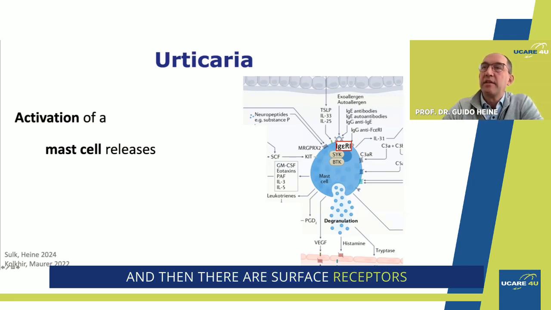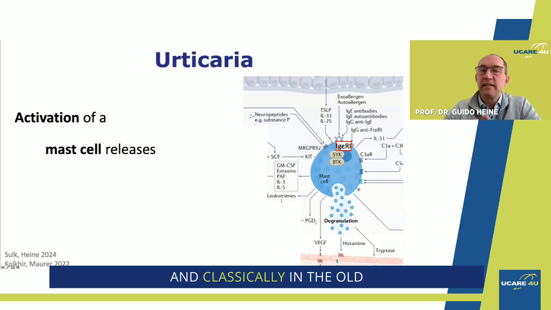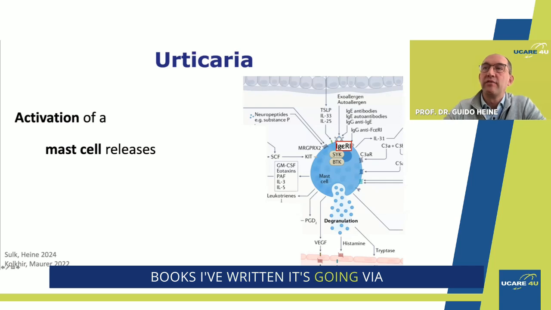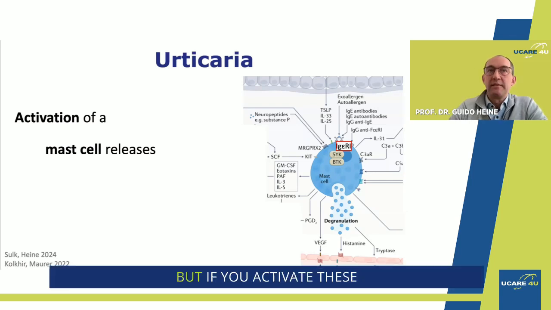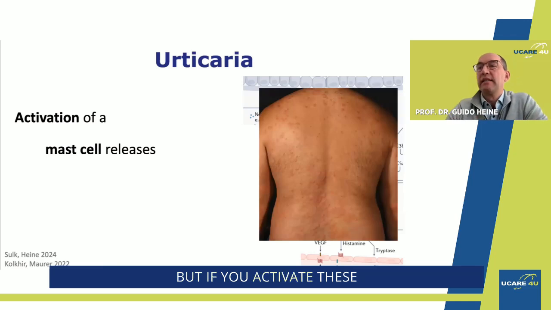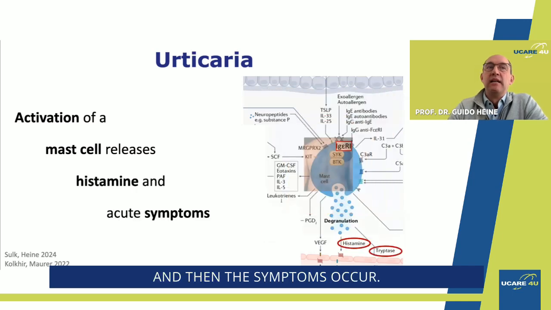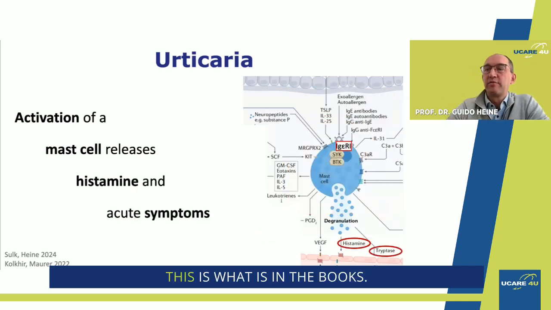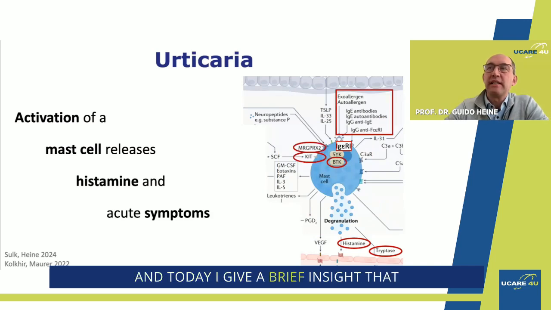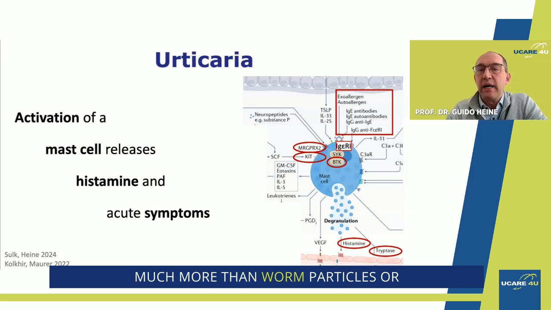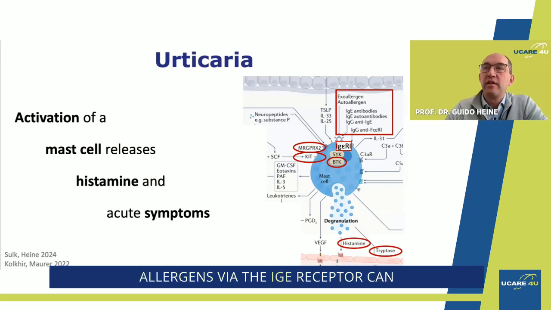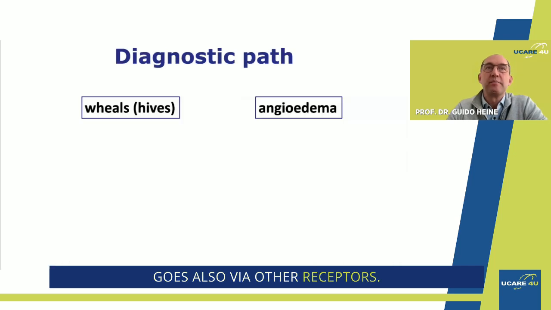And then there are surface receptors on these mast cells to activate them. Classically, in the old books I've written, it's going via the IgE receptor. IgE is an antibody which is thought to be important to defeat parasites like worms. If you activate these mast cells, they release histamine, and then the symptoms occur. This is what is in the books. And today I give a brief insight that much more than worm particles or allergens via the IgE receptor can activate the mast cell, but it goes also via other receptors.